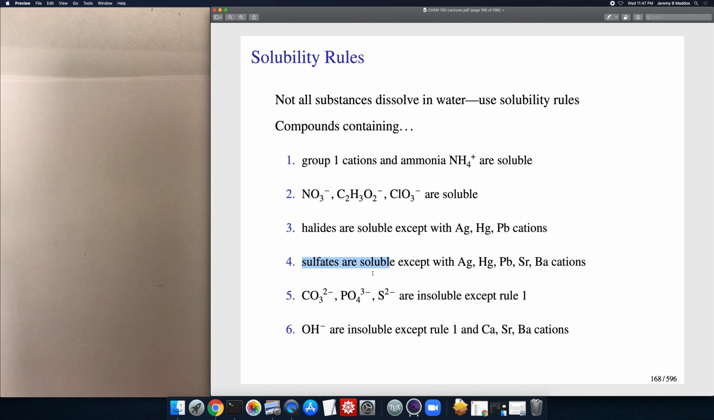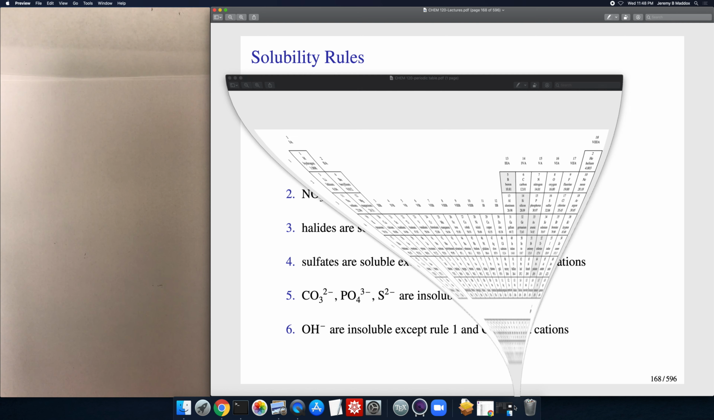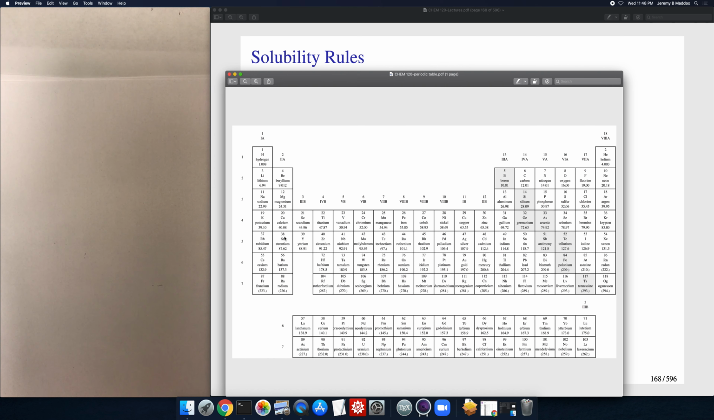Sulfates. So if a compound contains SO4, it's soluble. There are some exceptions. There's our 3 poison metals, and then there's also strontium and barium, which you'll find here at the bottom of the periodic table. You might even add in calcium as well. Okay, so sulfates are generally soluble, except for our poison metals and these lower group 2 cations.